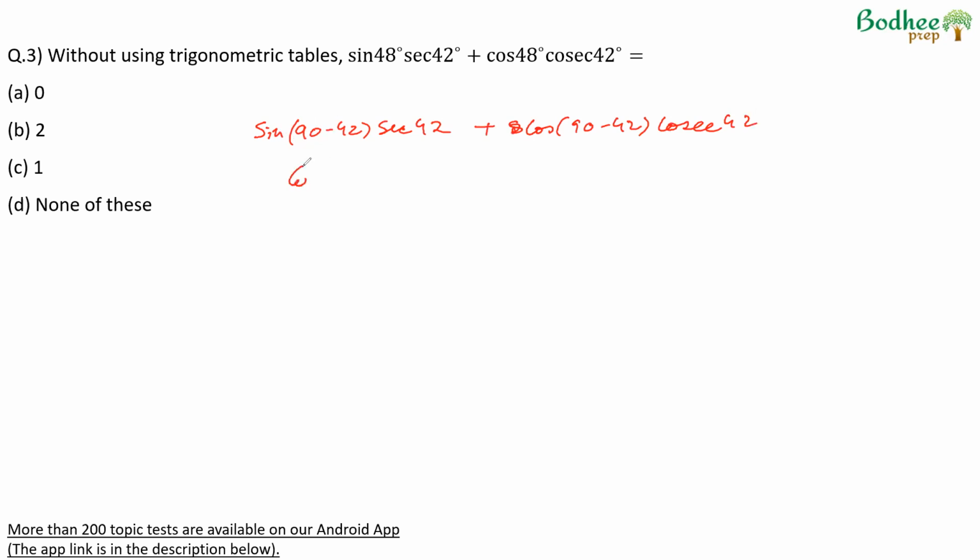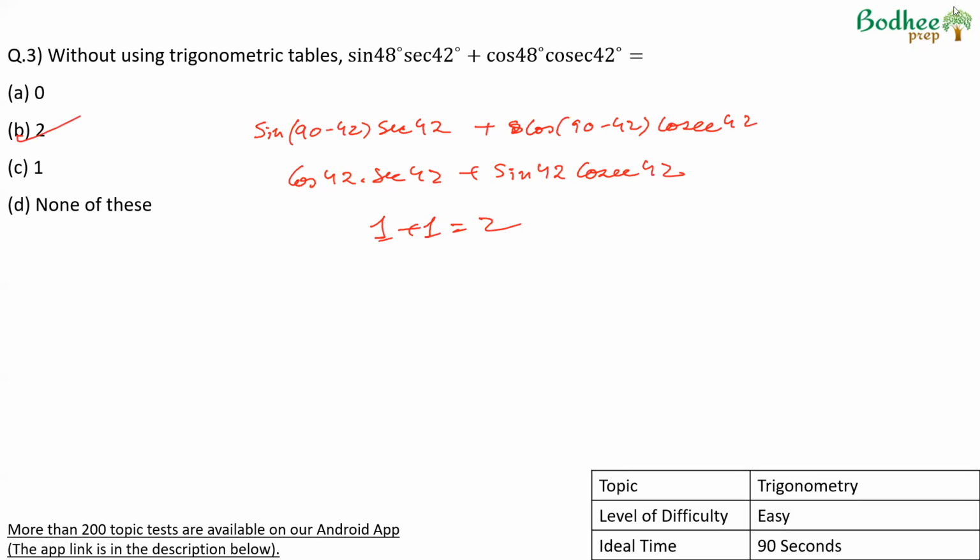Sine 90 minus 42 will become cos 42, so cos 42 into sec 42 plus cos(90 minus 42) will become sin 42 into cosec 42. We know that cos and sec are inverse of each other, therefore this becomes 1. Cosec is 1 by sine, so that cancels to 1, and therefore the sum becomes 2. Option B. This is an easy question, not more than a minute to solve.